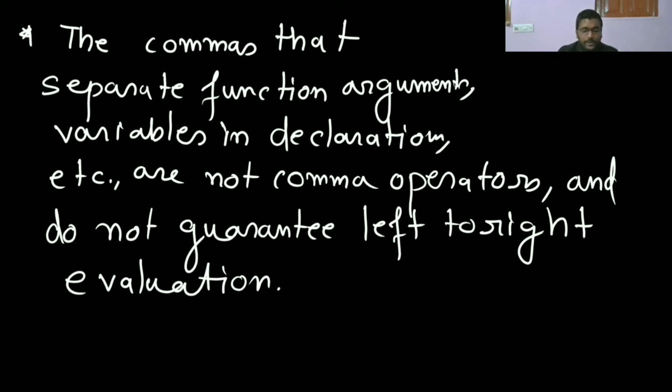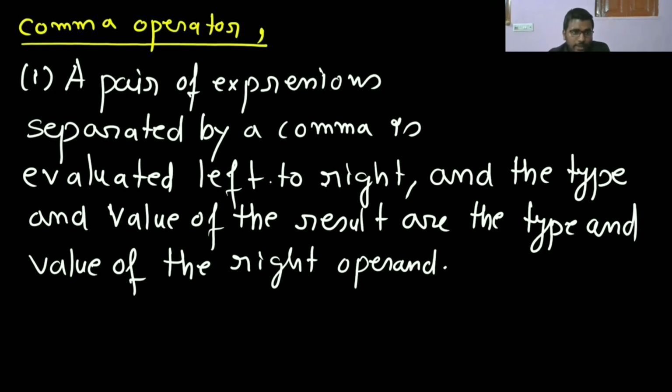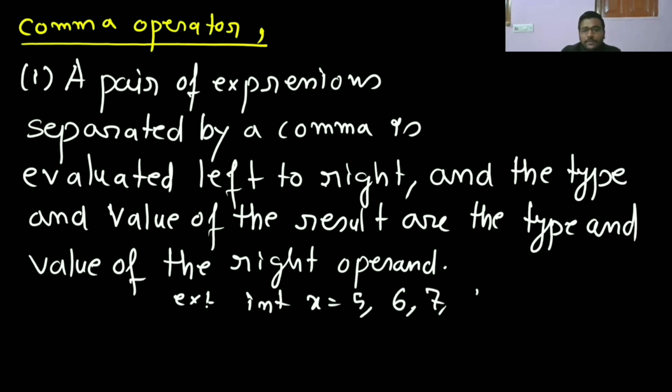Sometimes comma acts as a separator, sometimes as an operator. If you write a pair of expressions separated by a comma, it is evaluated left to right, and the type and value of the result are the type and value of the right operand. For example, if you write int x = (5, 6, 7, 8) and print x, the output will be 8, because the value and type of the result are the type and value of the right operand. You can try it at home and you will get that.